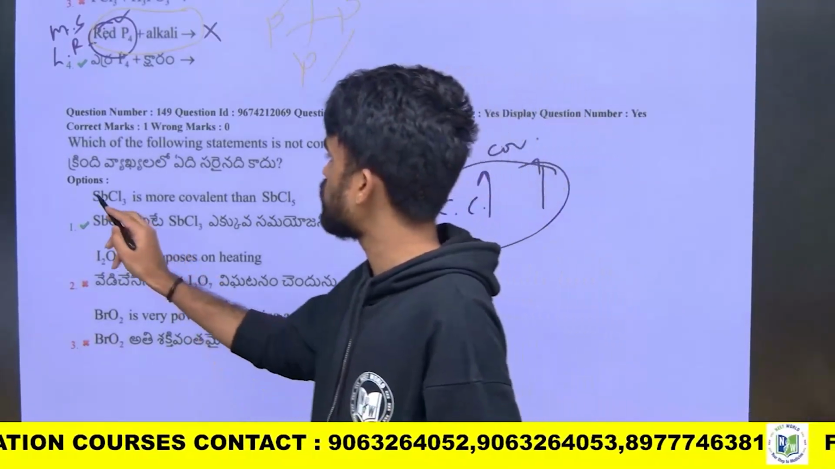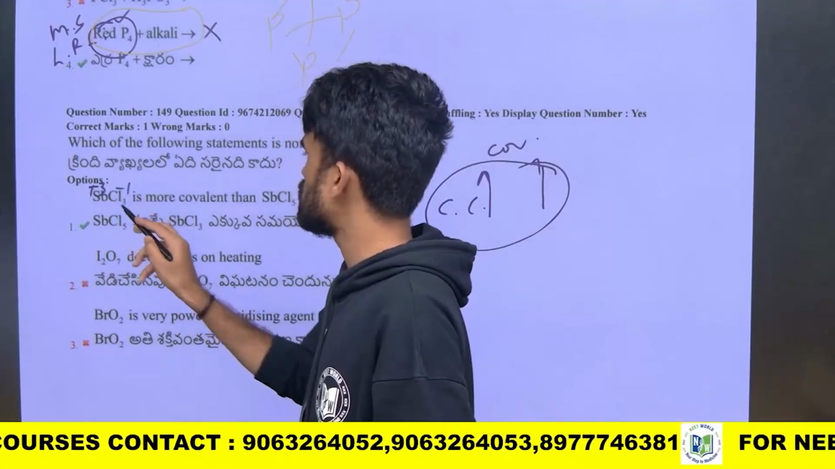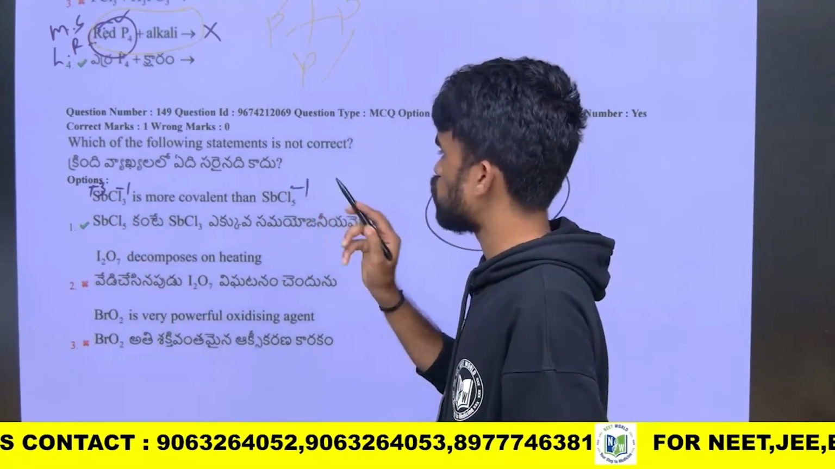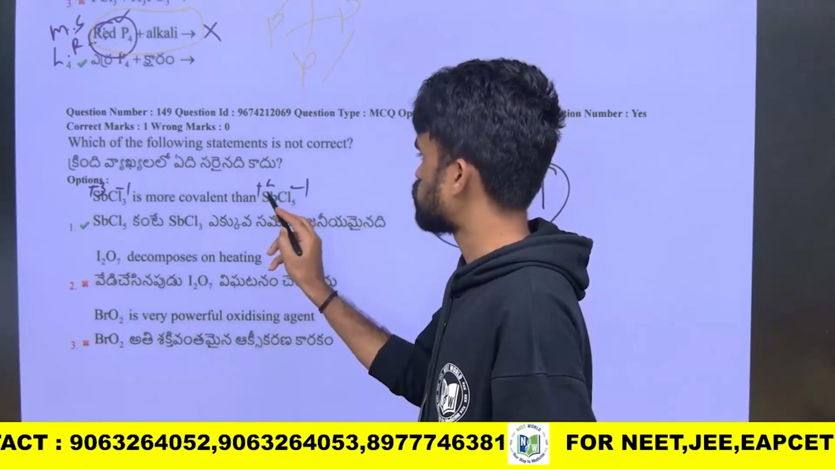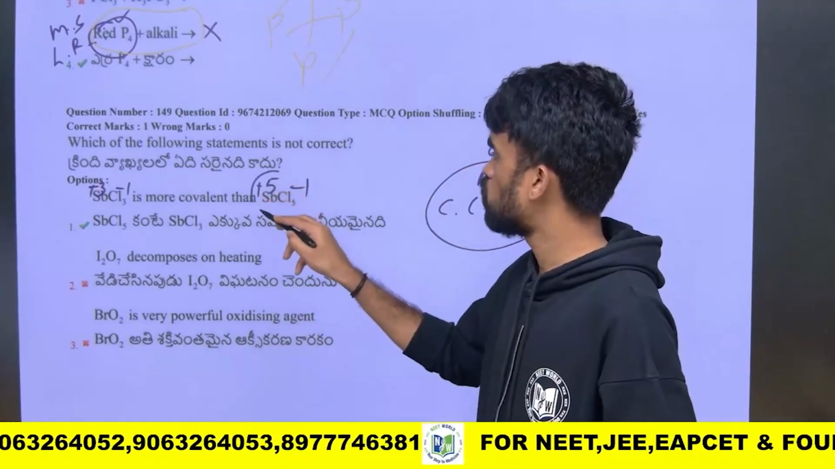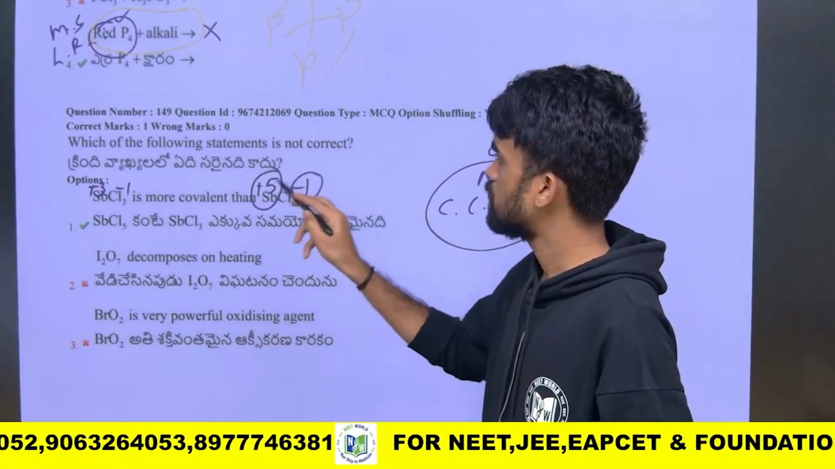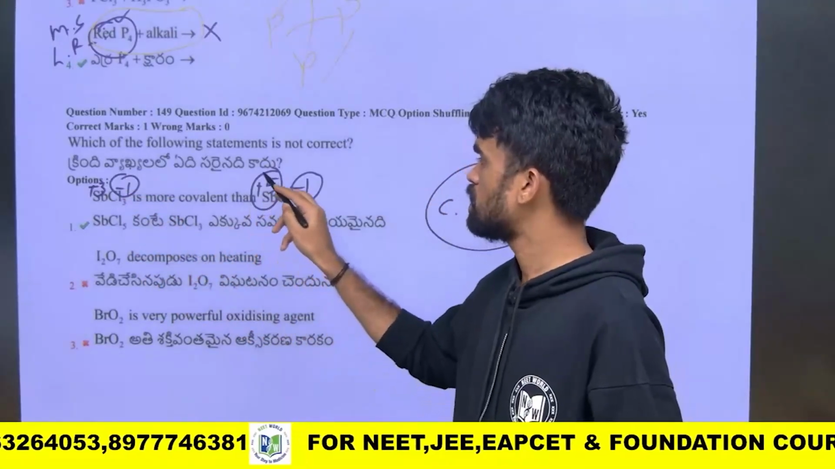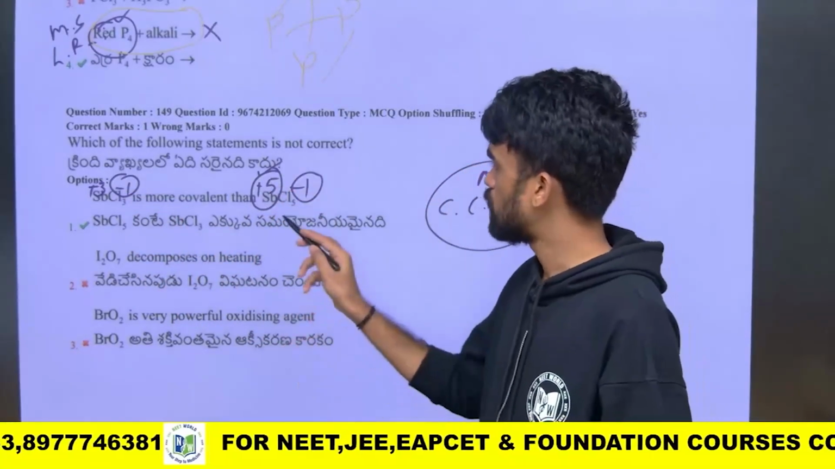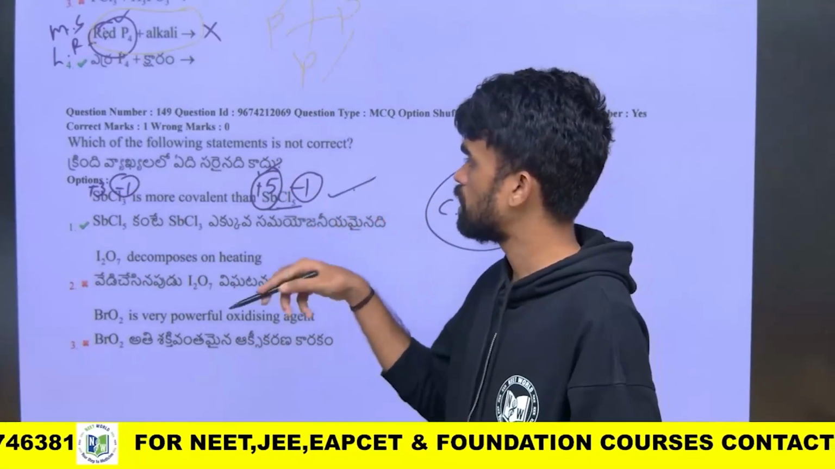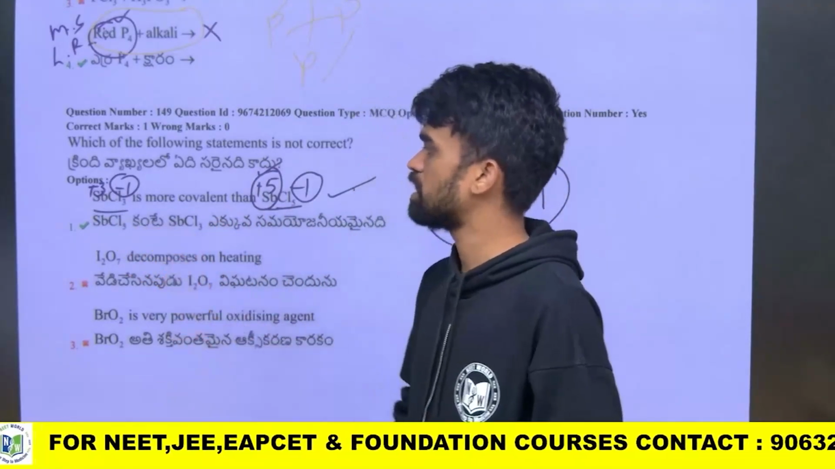Here the cation is in the +3 oxidation state, the anion is -1. Here the anions are chloride -1, and the cation is +5. Now tell me, cation with more positive charge, anions are the same here. So the cation is having more positive charge, therefore this compound is more covalent, but they have given it in the reverse order. SbCl3 is more covalent, they are saying.